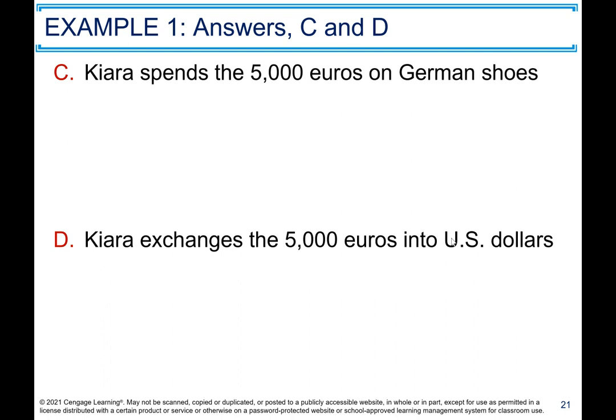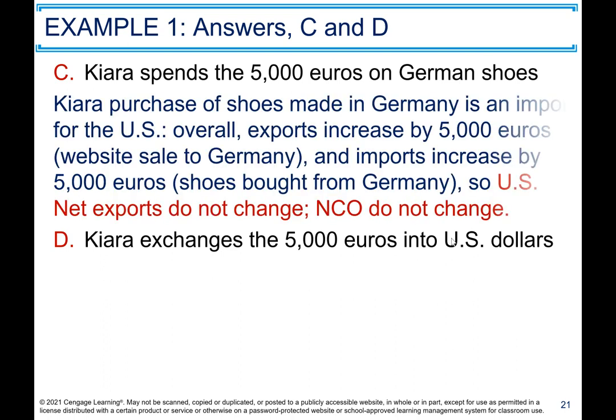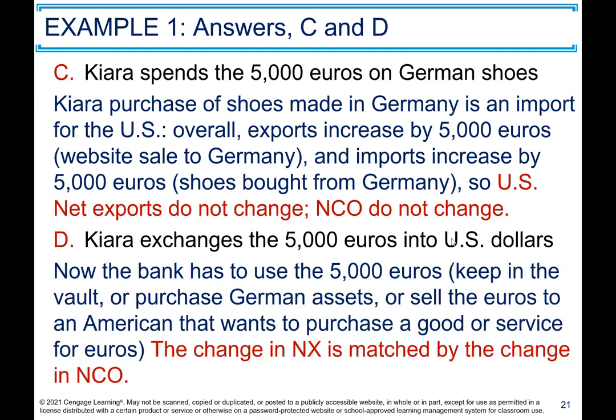Answers C and D. C. Kiara spends 5,000 euros on German shoes. Kiara's purchase of shoes made in Germany is an import for the US. Overall, for the US, exports increase by 5,000 euros from website sales to Germany, and imports increase by 5,000 euros from shoes bought from Germany. So US net exports do not change. NCO do not change. Number D, Kiara exchanges the 5,000 euros into US dollars.